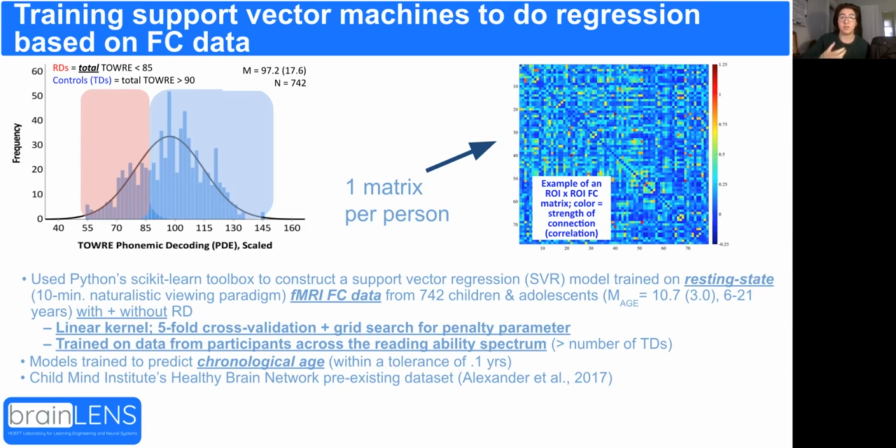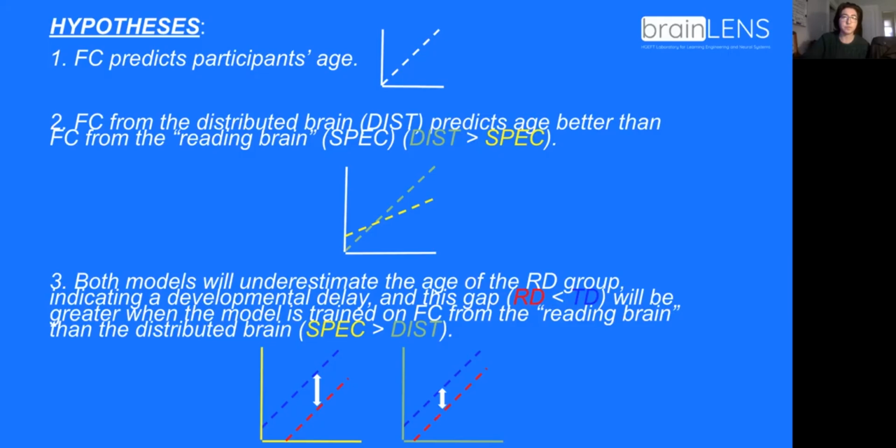The model also used a linear kernel, and it was trained via 5-fold cross-validation and grid search in order to select the optimal hyperparameters for the model. It was also trained on data from participants across the reading ability spectrum, not just typical readers.